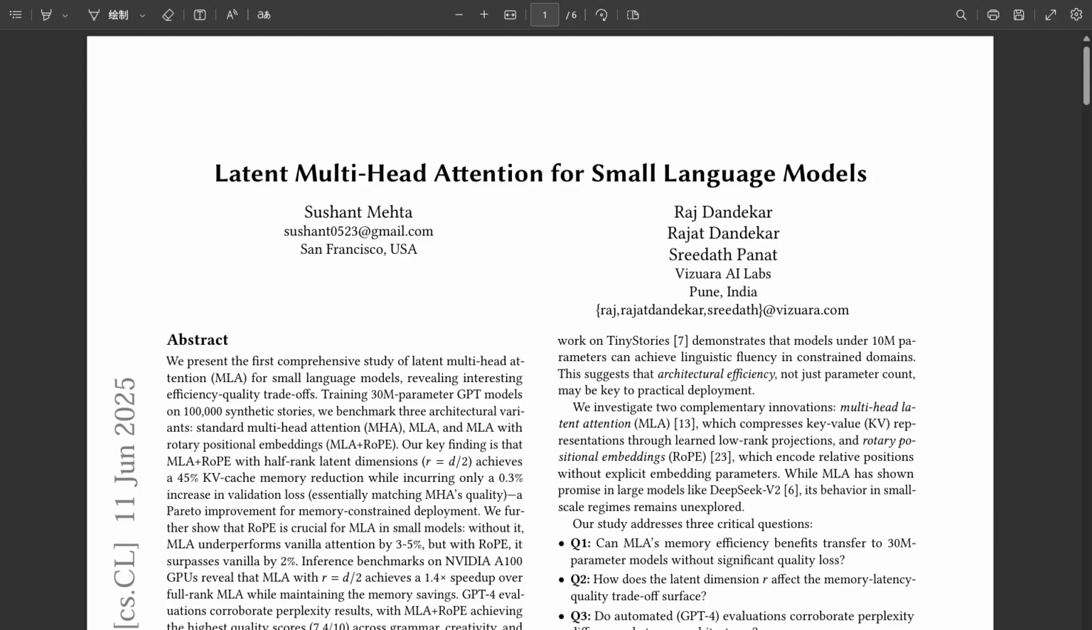Exactly. The sources give us the formula. It's roughly proportional to the sequence length, let's call it n, times the number of attention heads, h, times the dimension per head, d_k. So if you want longer conversations or you need to analyze longer documents, that cache size just explodes. It becomes prohibitive very quickly. And that linear scaling is precisely what can cripple deployment on memory-constrained hardware.